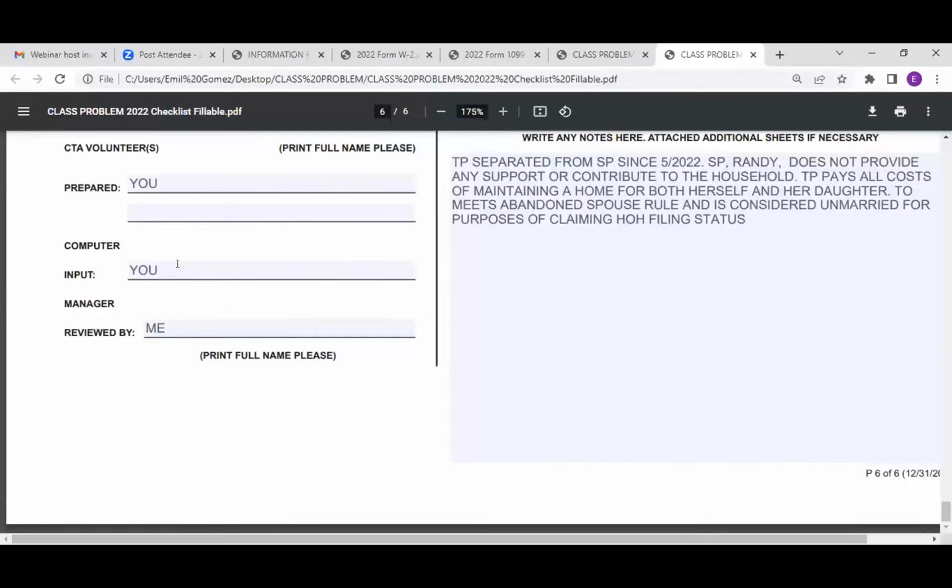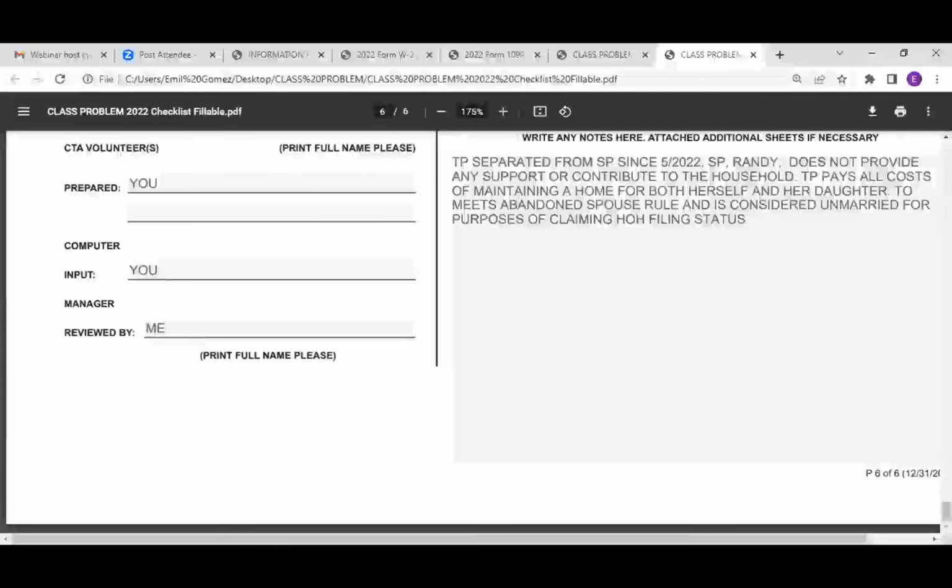My personal opinion is if you want the full benefit of learning here at Community Tax Aid, try to do both sides. Try to interview a person, try to do the computer input. I think you learn a lot more by doing that. But if you don't want to do that, we won't force you to do something you don't want to do. You can split up the test, and that's okay.